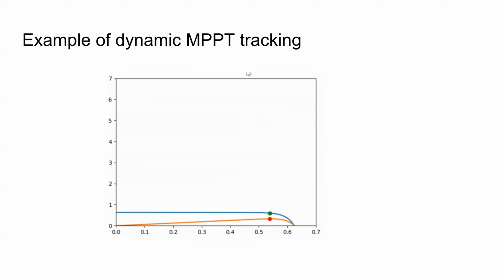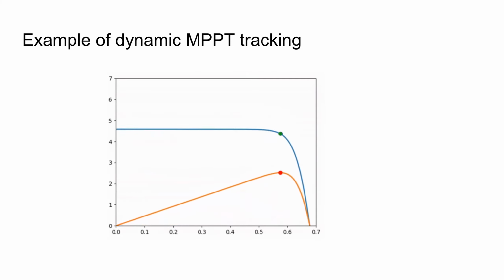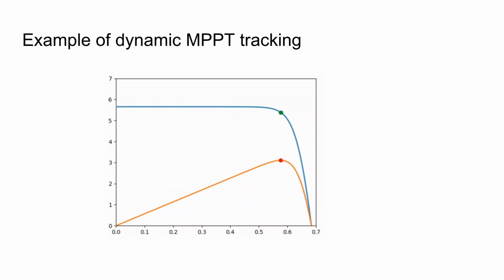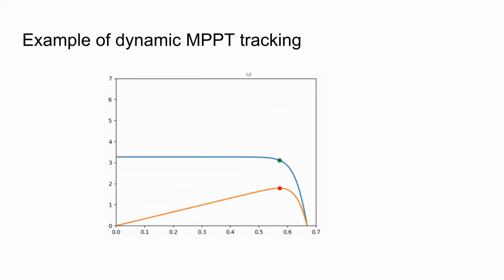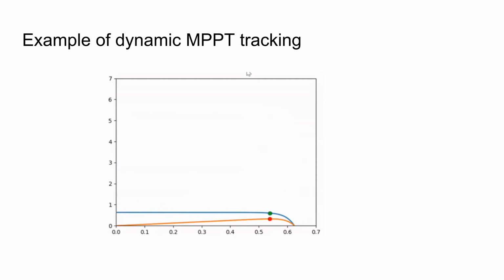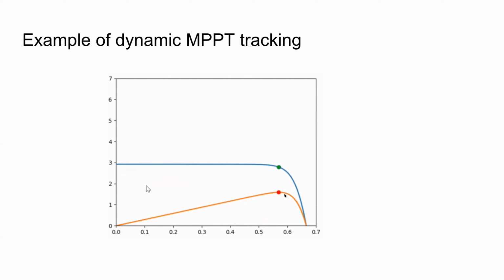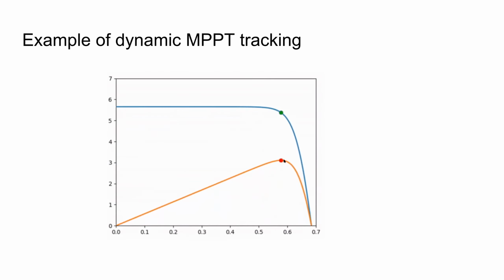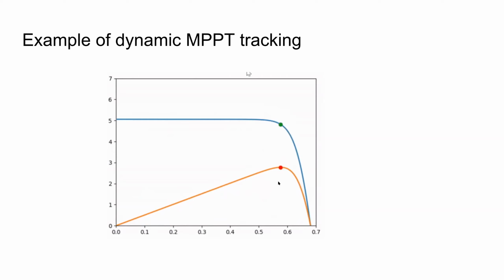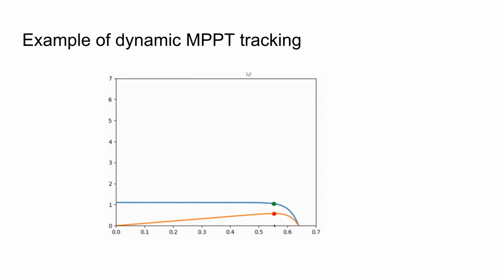So the blue graph is, let's see, the voltage on the y-axis and the current on the x-axis, and the orange curve is a power curve, with the power on the y-axis and the voltage on the x-axis. And you can see that the MPPT tries to stay on the maximum power point. That's the whole goal of what the maximum power point tracker does.